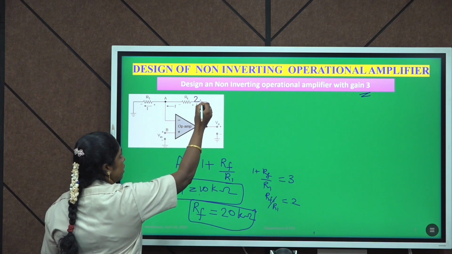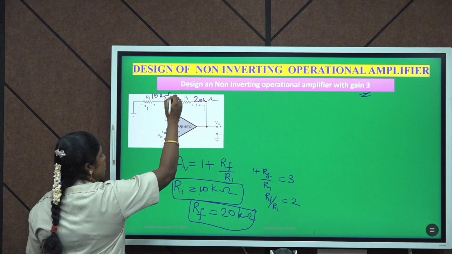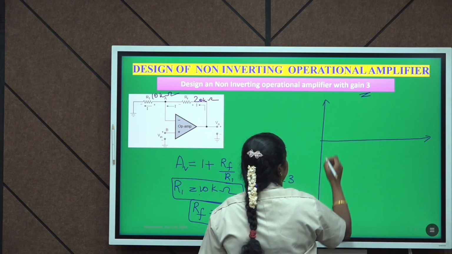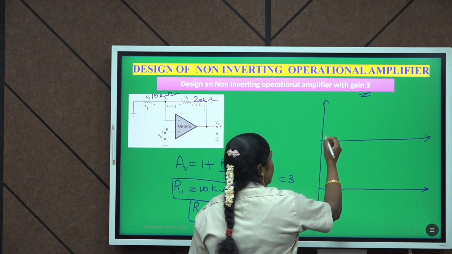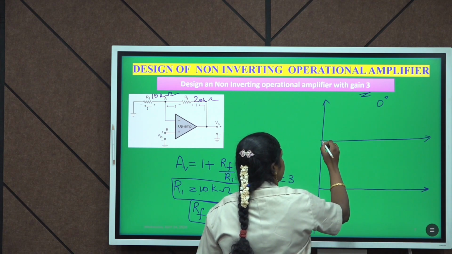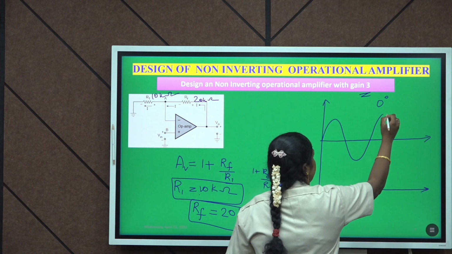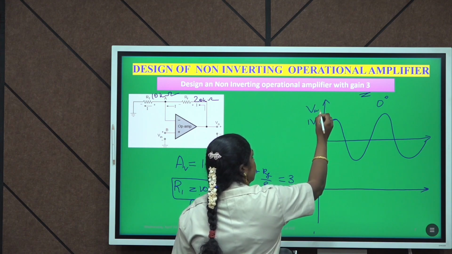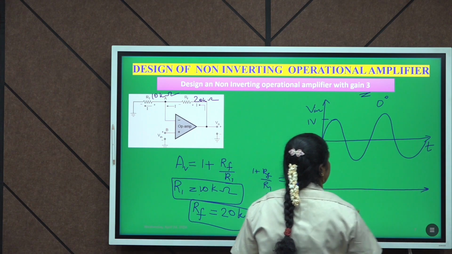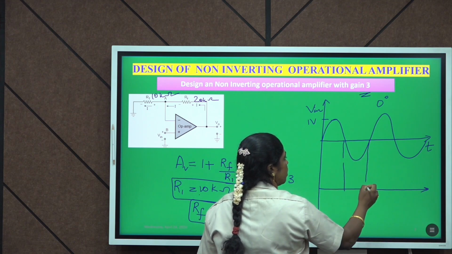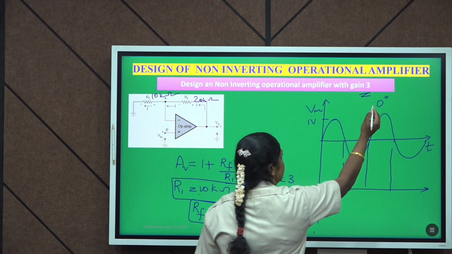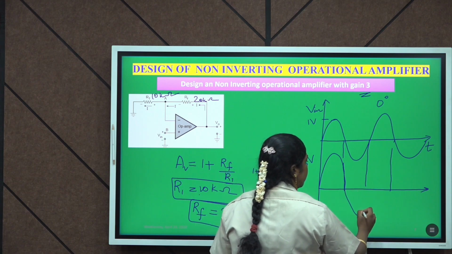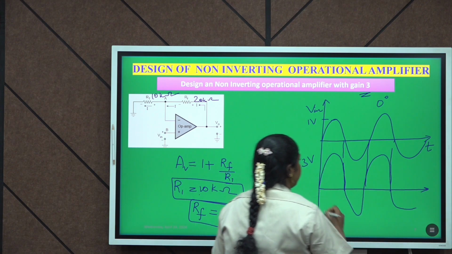So we can substitute the values in the circuit. Since it is a non-inverting operational amplifier, the phase shift between the input as well as output will be 0 degree. So we consider the input signal of amplitude 1 volt, and the output does not provide any phase shift. Since the gain is 3, the amplification will be 3 volt. So we will get the output signal amplitude as 3 volt.